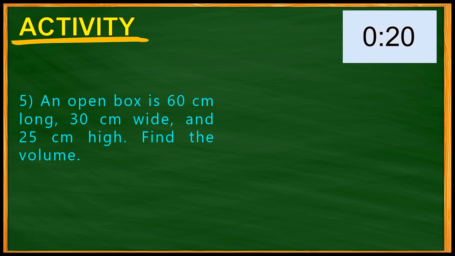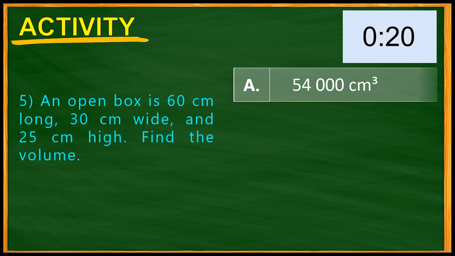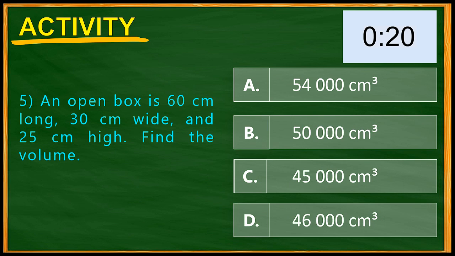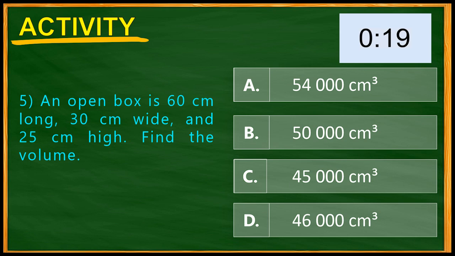Then for number 5, an open box is 60 centimeters long, 30 centimeters wide, and 25 centimeters high. Find the volume. Is it letter A, B, C, or D? 20 seconds. Your timer starts now. Try to find the volume of the open box. Comment down your answer, grade 5 pupils, in the comment section below.